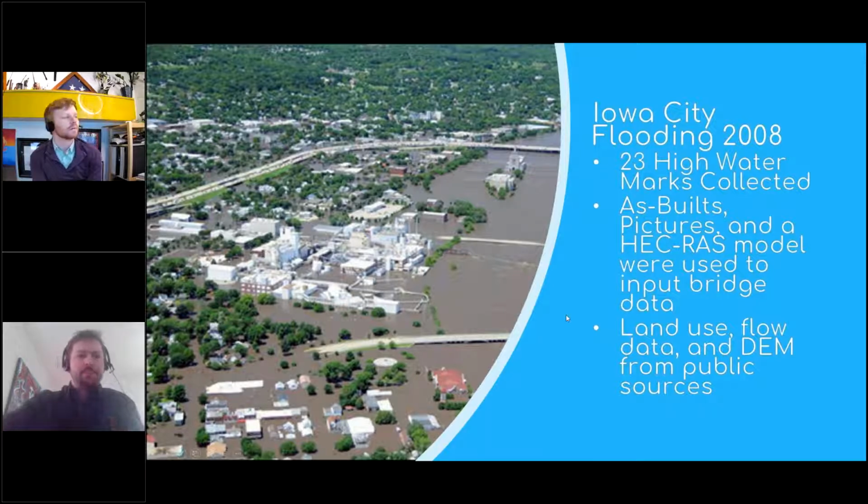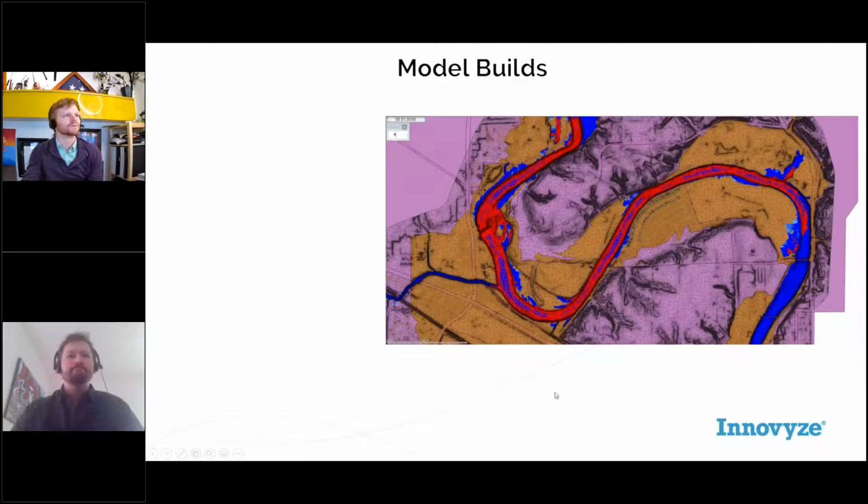During this time, the University of Iowa, I think, went out and collected 23 watermarks throughout the different areas. Then, based on as-builts and pictures, and a 1D HEC-RAS model that was provided to me, along with land use and flow data from the event, and DEMs, I was able to build this hydraulic model and calibrate it, and then come up with the results.